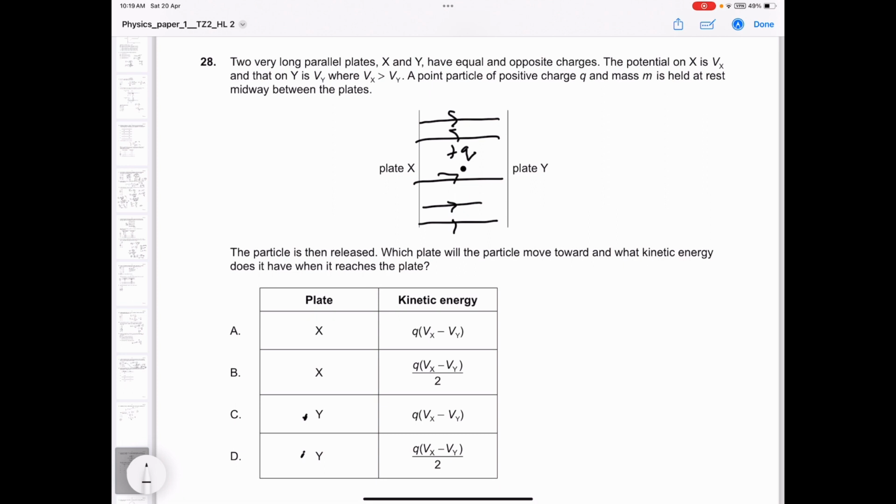And the kinetic energy, that's equal to the work done. So that's going to be equal to the difference between the two voltages, Vx and Vy, times Q. So the answer then is going to be D, because the particle is halfway between the two plates, so you have to divide the work done by 2. So the answer is D.